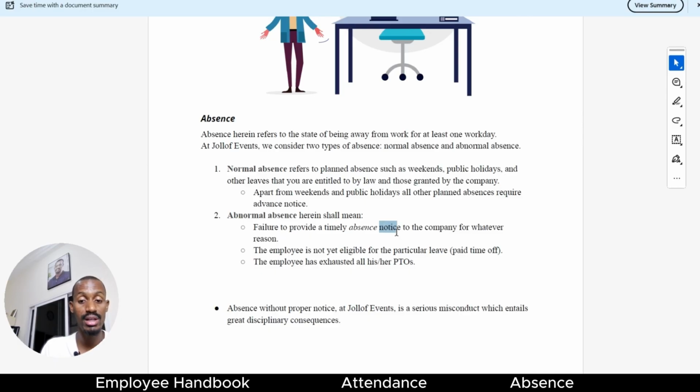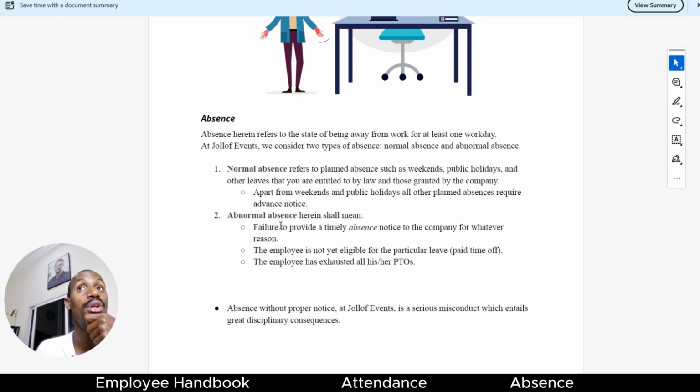Remember, notice here is very important because, no matter what happens, if you do not give notice, apart from weekends and public holidays, like you are sick, you did not come, but also you did not give notice to the company before the opening time, that means that it's an abnormal absence. And you know what happens with abnormal absence? 3.3% of your salary will be deducted for each day of abnormal absence.